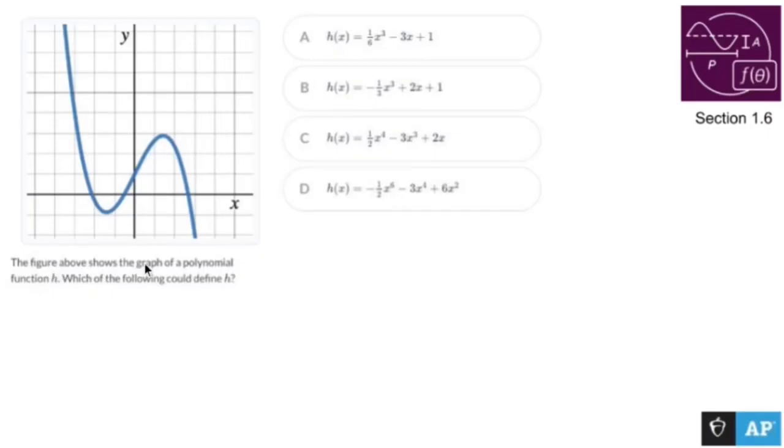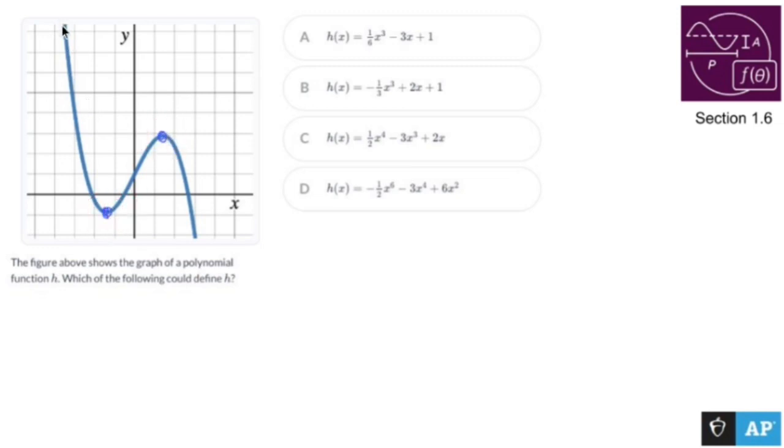The figure above shows the graph of a polynomial function h. Which of the following could define h? Okay, so it's just giving me a bunch of polynomials, not allowed to use a calculator, so this is the no calculator version. What I have is a cubic, because I have one bump, two bumps.